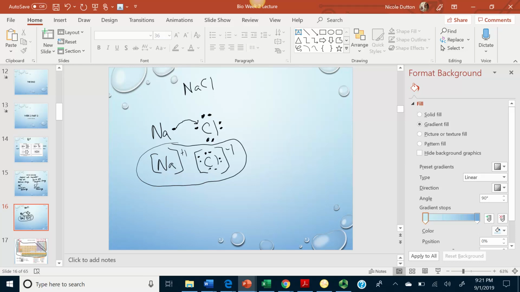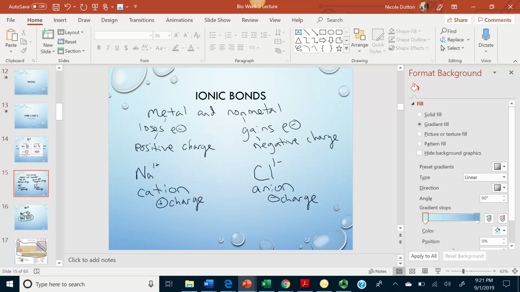So for this class, you need to know the basics of the ionic bond. So again, it's a metal to nonmetal. The metal loses electrons, becomes positive, and that makes it a cation. The nonmetal gains electrons and becomes negative, and that makes it an anion.